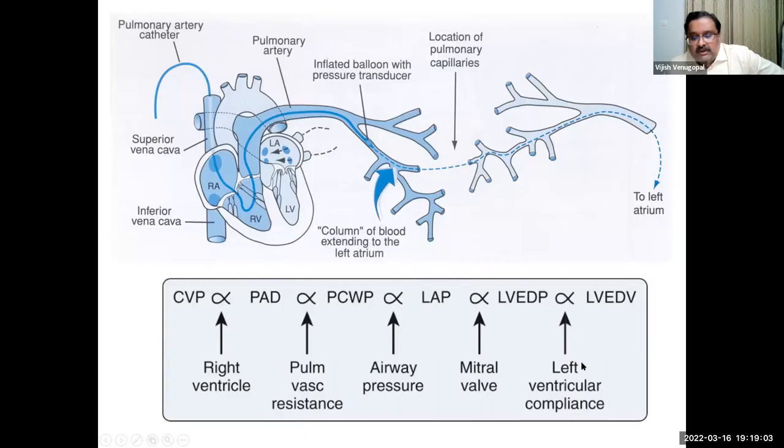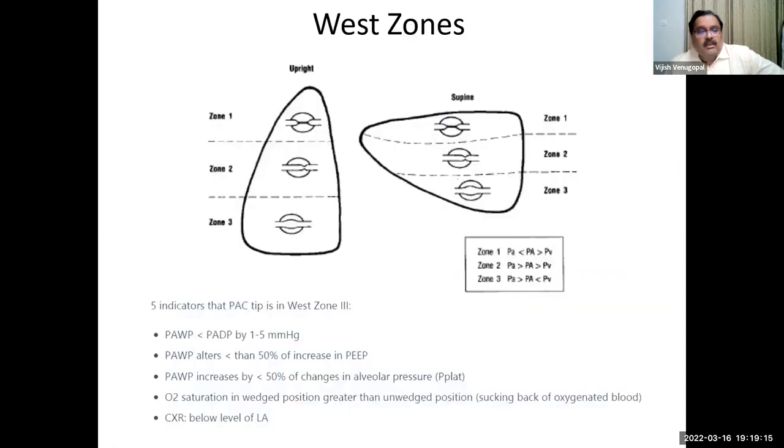And if you have a normal mitral valve and normal left ventricular compliance, ultimately you can estimate the left ventricular end diastolic volume, which is the actual preload for the left ventricle. Ideally, the PA catheter should be situated in zone 3 of the West zones, because this is one area where the pulmonary alveolar pressure is less than both the arterial and venous pressures, and there is a direct link.